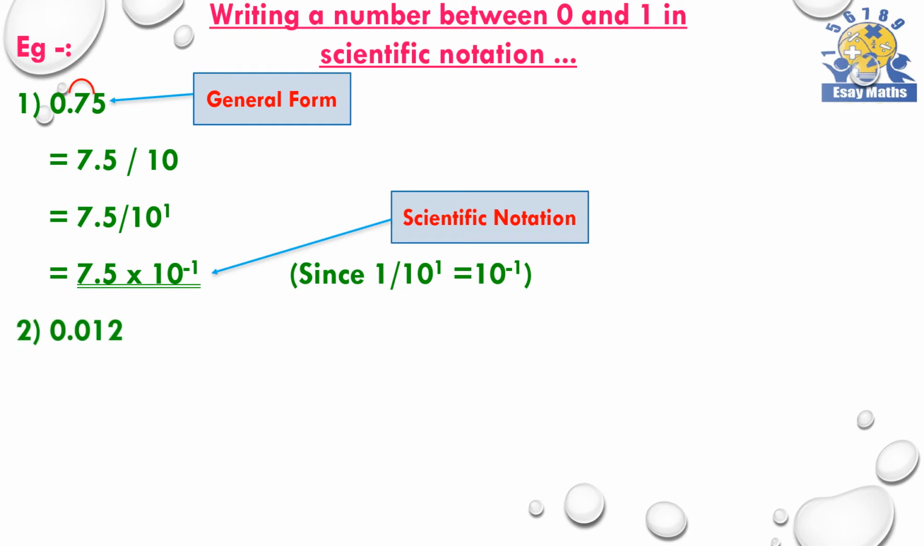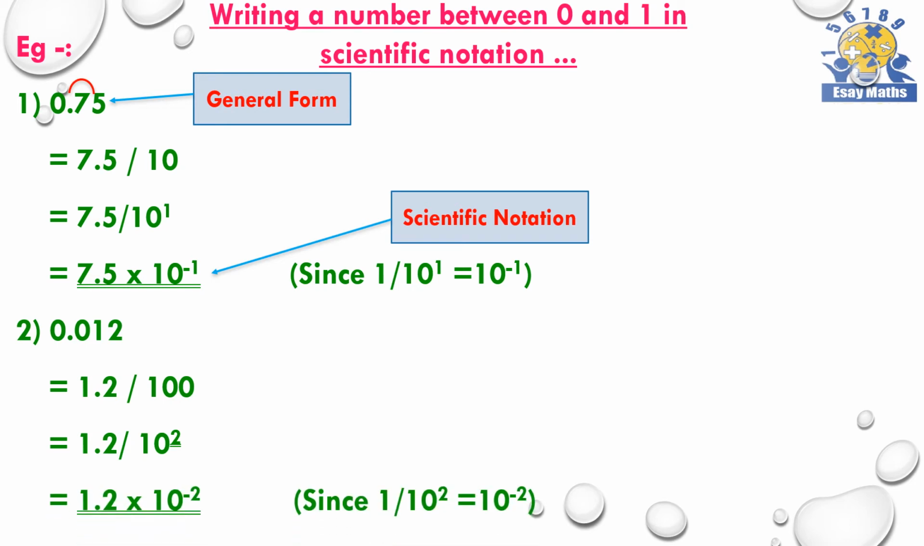Second one, 0.012. We can express it as 1.2 over 100. Because 100 equals 10 to the power 2, we can rewrite it as 1.2 over 10 to the power 2. Now we can write the answer 1.2 into 10 to the power minus 2, since 1 over 10 squared equals 10 to the power minus 2.